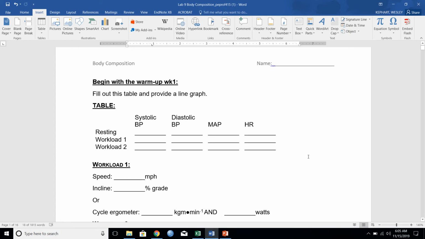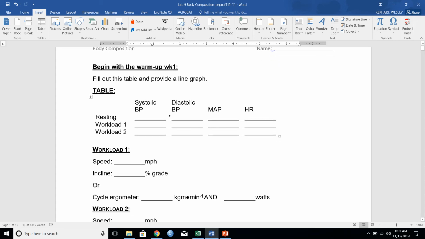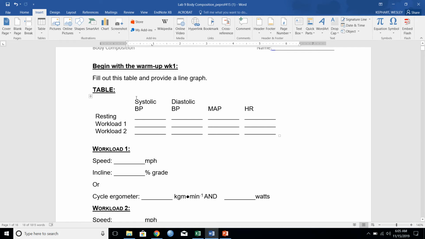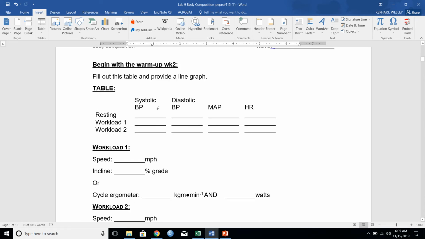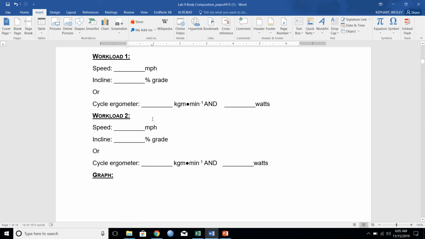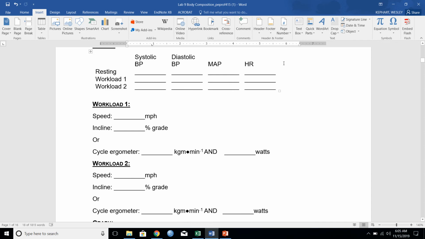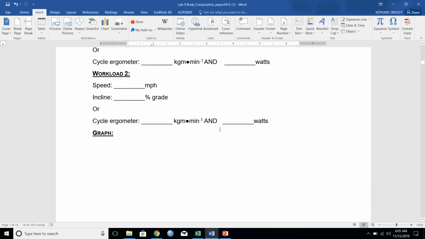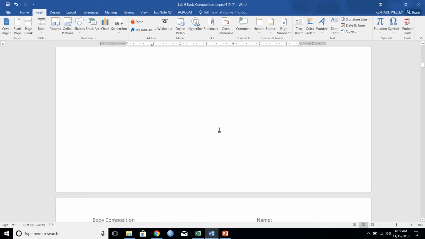Hey class, here's the body composition lab. This is going to be a 2-week lab, and as always, let's keep up with our warm-ups. I entered all of this for you: warm-up week 1, warm-up week 2. Don't forget the graphs. Remember, we're graphing either mean arterial pressure or heart rate, so don't forget to calculate mean arterial pressure. Good with that.